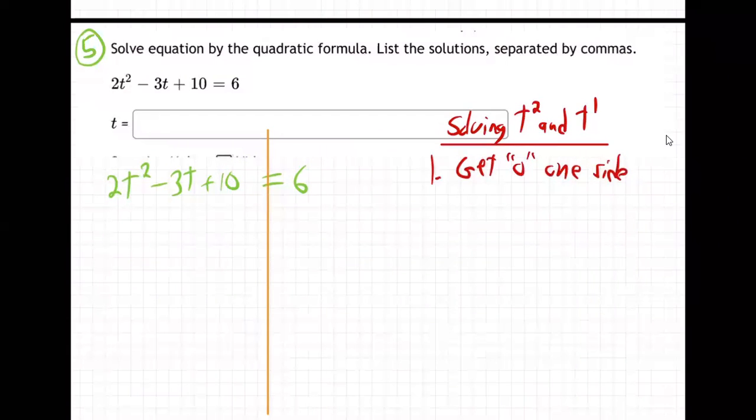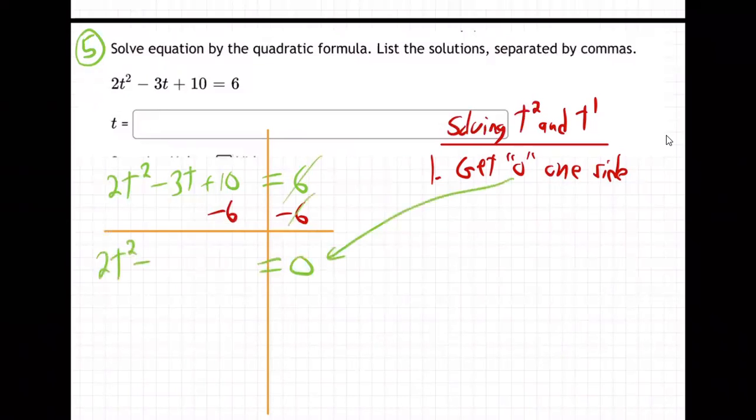So yeah, the first step then is to subtract 6 from both sides, because that will cancel these and get a 0, which is what you got to do. And so what does that leave on the other side? Well, 2t squared minus 3t plus 4, right? 10 minus 6 is 4 there. We good to there?